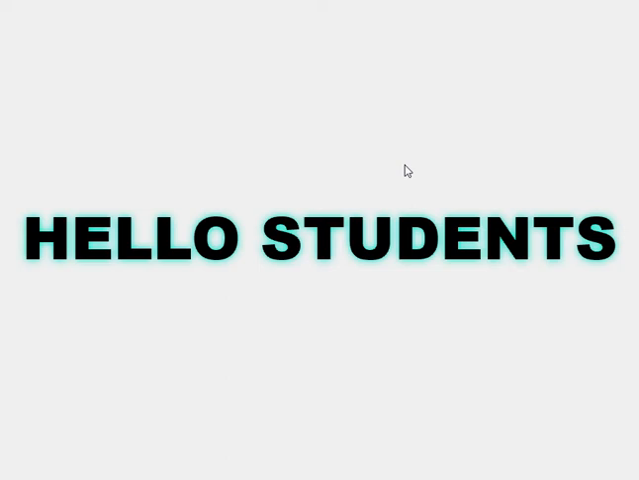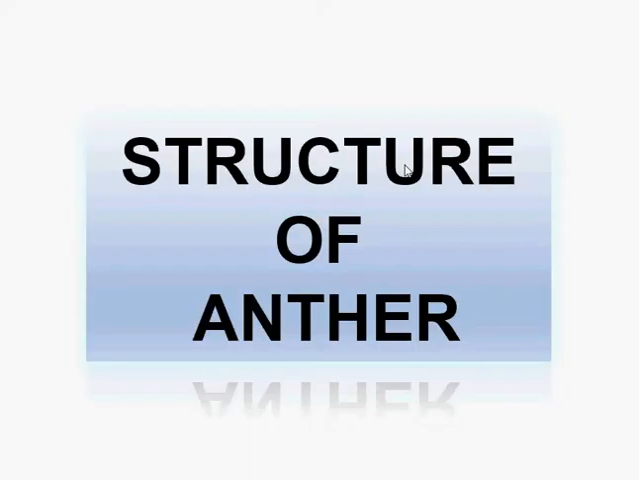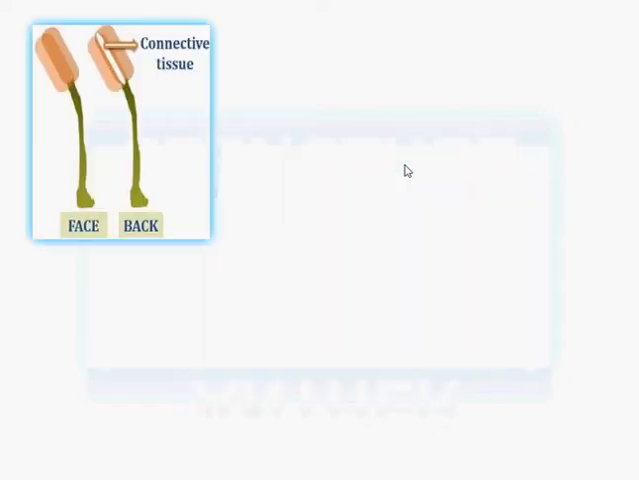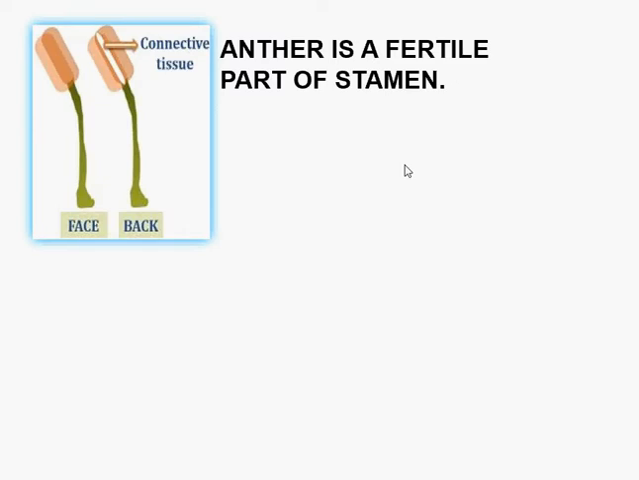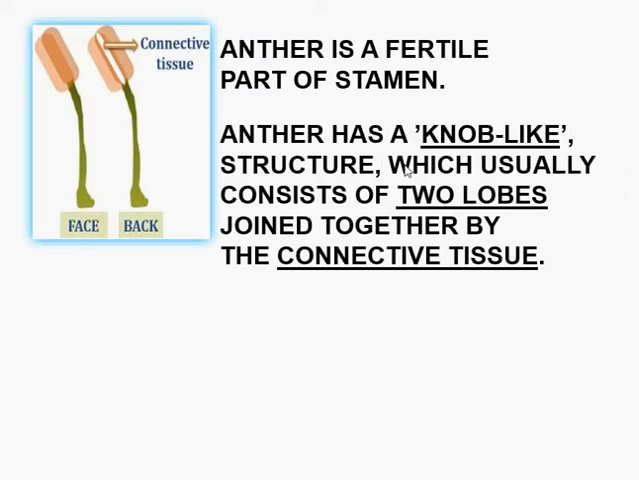Hello students, today we are going to discuss one more concept from sexual reproduction in flowering plants. The concept is structure of anther. Anther is a fertile part of stamen.